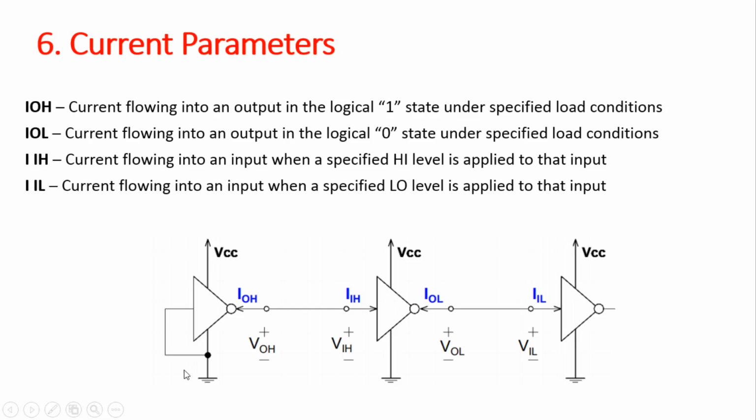So here if you observe, these are the three gates. The current entering in the first one is IOH, in the second one is IIL, the output of that one is IOL, and in the third one there is IIL. So these are the parameters which are required for the current measurement of that particular IC under different conditions.